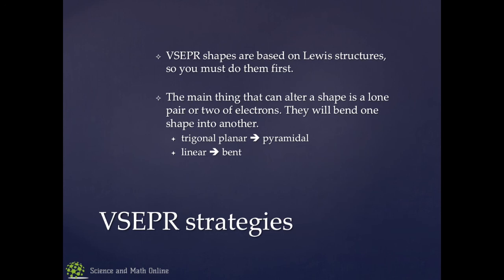All right, so that's VSEPR, and that is the end of the covalent unit. So congratulations, you made it through your first nomenclature unit, and we will move into ionic in the next unit.